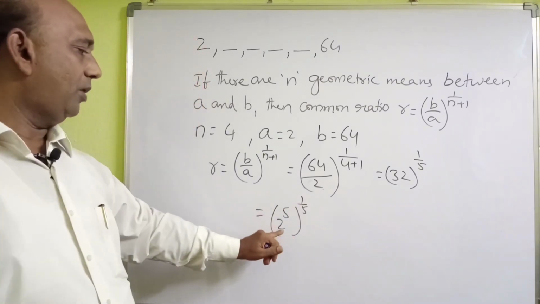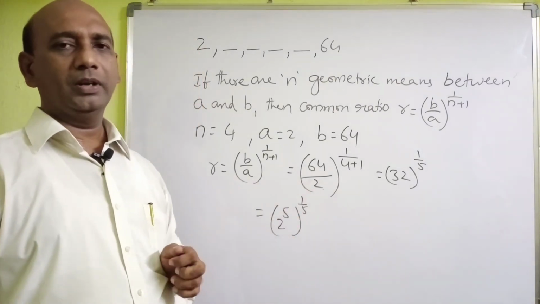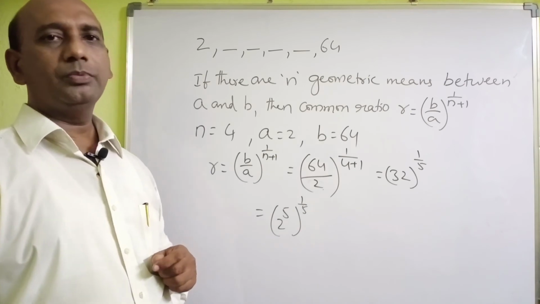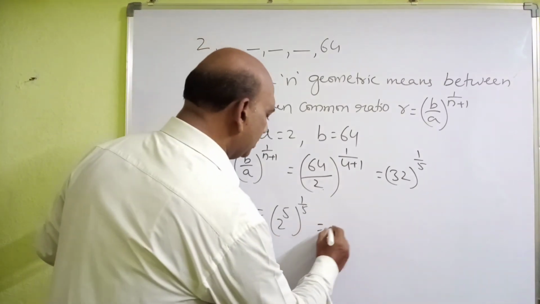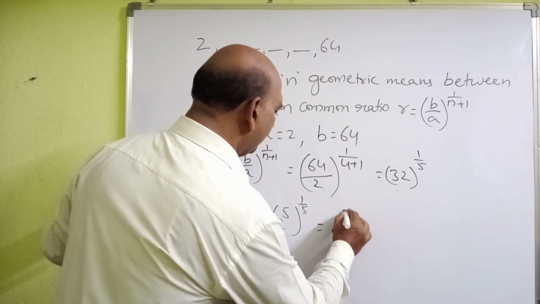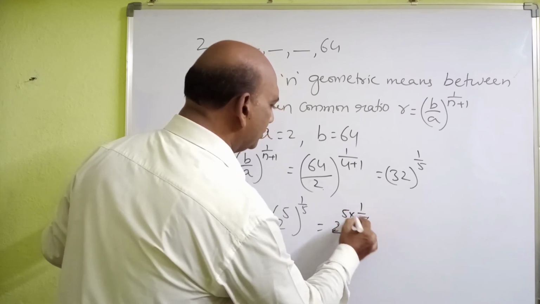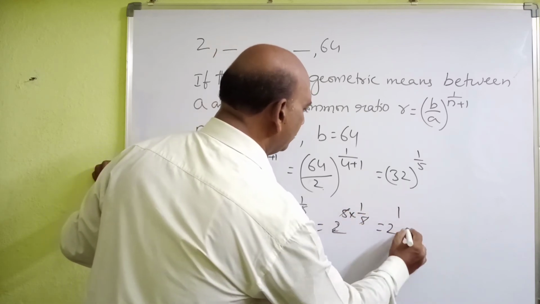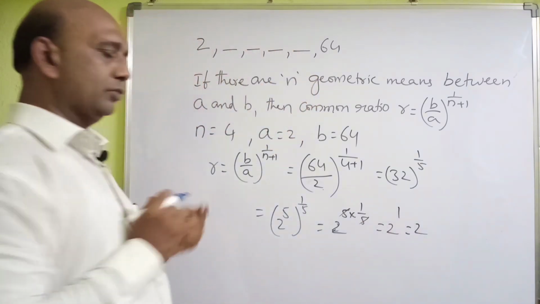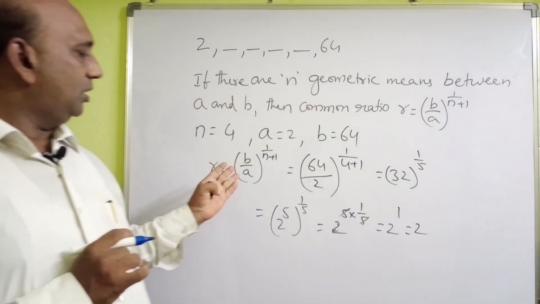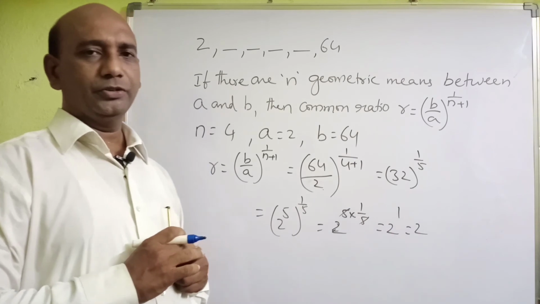Now this is in the form of (a to the power of m) whole to the power of n, which is equal to a to the power of mn. So that is equal to 2 to the power of 5 into 1 by 5. So 5 gets cancelled, equal to 2 power 1, which is equal to 2. Like this also we can find the common ratio.